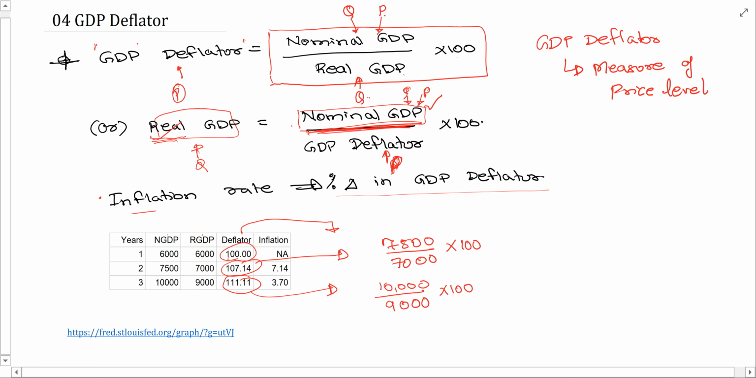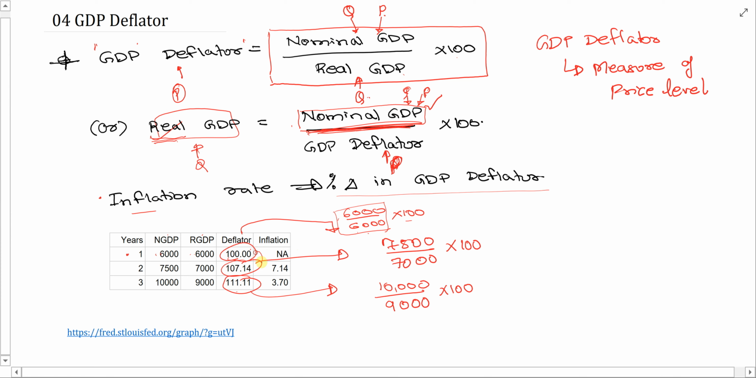And for year 1, this is 6,000 divided by 6,000 times 100. So now we start with 100. In year one, or your base year, your nominal GDP and real GDP will be the same numbers, because the current year is the year whose prices you are using as the base year's prices. And so in year one, if you take 6,000 divided by 6,000, you get 1. But instead of starting with 1, you start with 100, and then you go forward after 100.